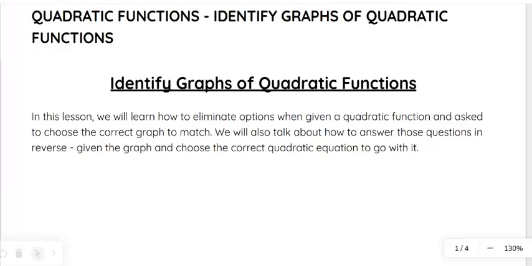In this video, we're going to put into play the characteristics that we learned about in the previous video. So we are going to learn how to eliminate options when we are given a quadratic equation or quadratic function and asked to choose the correct graph. We will also talk about it the other way around. So we'll be given a graph and then we choose the correct equation to go with it.